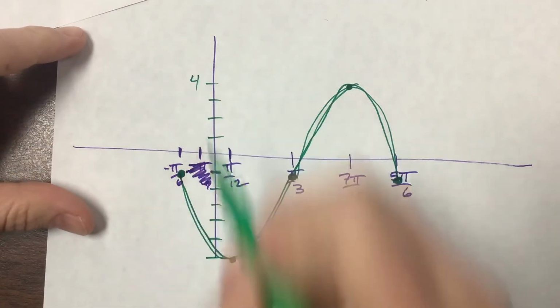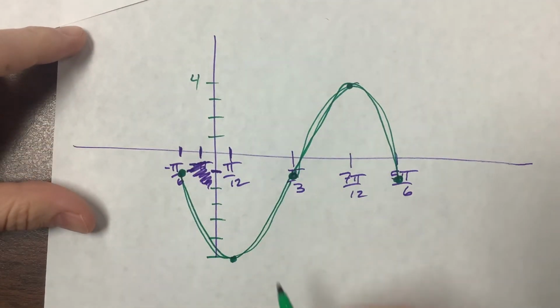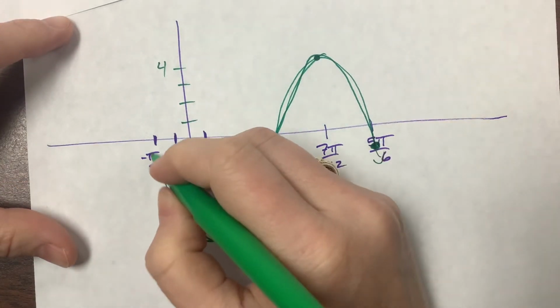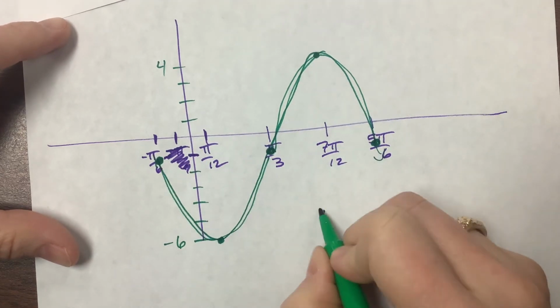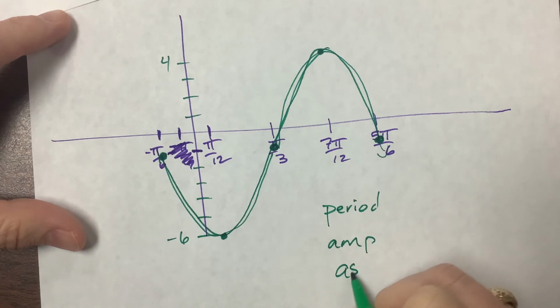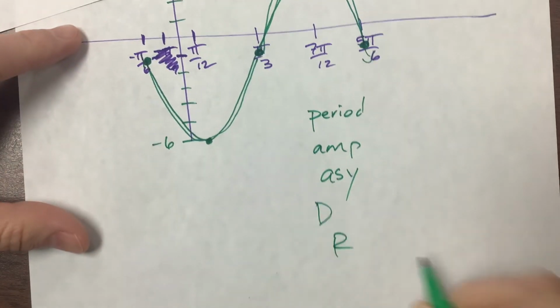You might want to tell me 4 so that you know that I know that you know, and you tell me that this is negative 6. Okay, so then in all things, that's one period. Maybe I should put arrows. I'm less concerned about that. But okay, so the period, the amplitude, the asymptote, the domain, and the range.